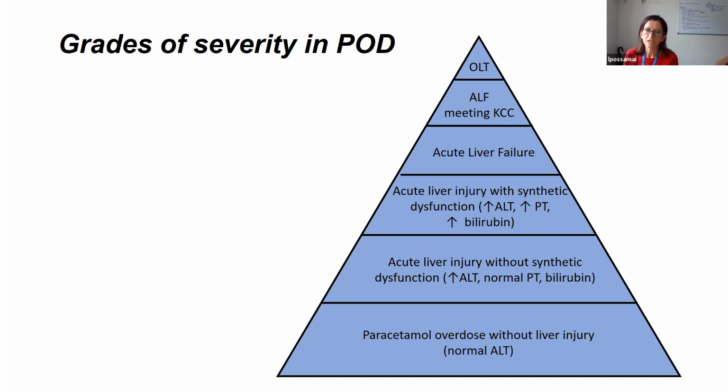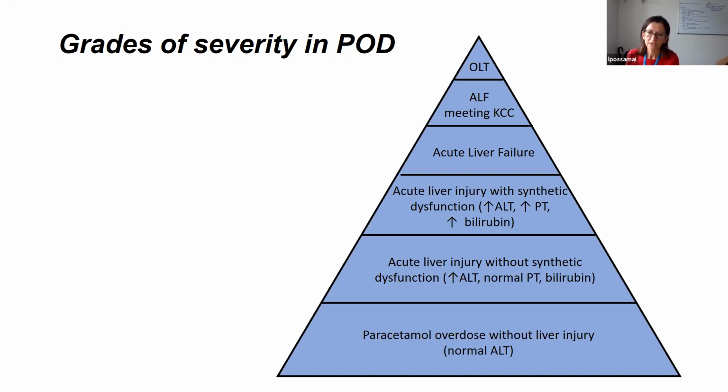The next level of severity is an acute liver injury with synthetic dysfunction, and that's when you start to see prolongation of the prothrombin time or an elevation of the bilirubin. And then the next step, which is really critical, and I'll take a bit more time, is the development of acute liver failure. This recognition of the difference between a severe acute liver injury and acute liver failure is very important.